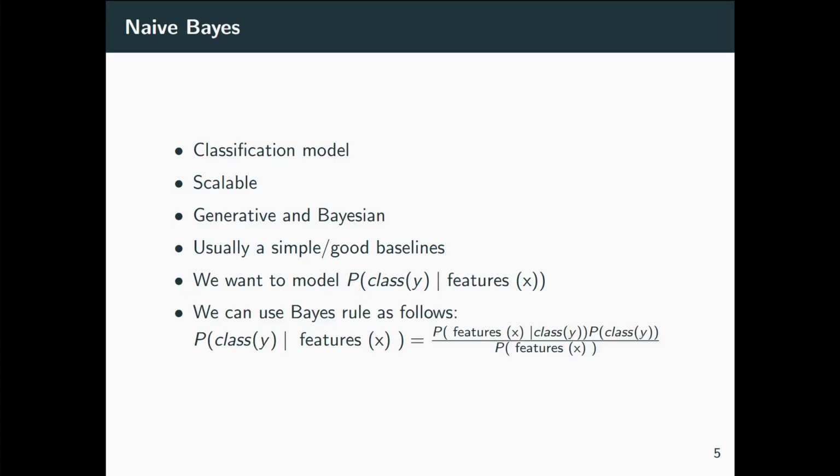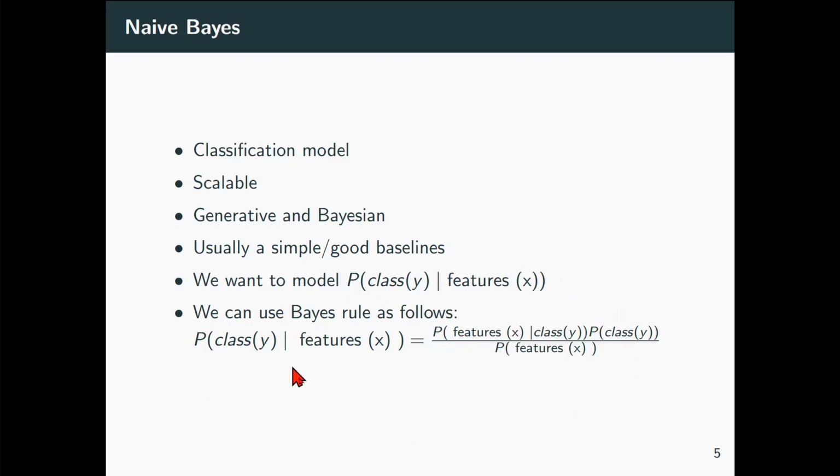The beauty behind naive Bayes is that it is as simple as just applying the Bayes rule. We want to predict the probability of a class given features. We can just apply the Bayes rule and rewrite this expression as the probability of features given the class times the probability of class, divided by the probability of features x. You can just verify that both of these terms equate to the joint probability of features and class.